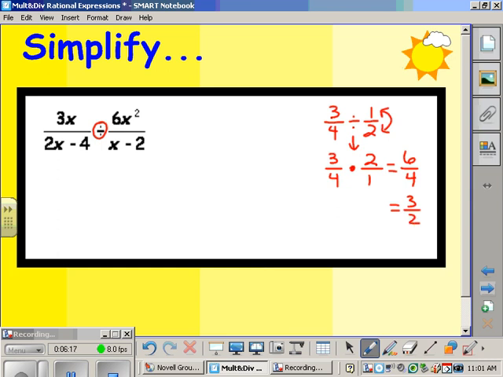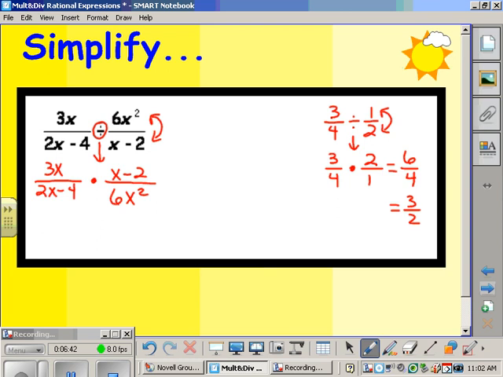Okay, so we're going to do the same process with the rational expressions we have here. First, what I would do is keep the first fraction the same, change the division to a multiplication symbol, and then flip or take the reciprocal of the second fraction only. So you need to do that each time you're dividing rational expressions.